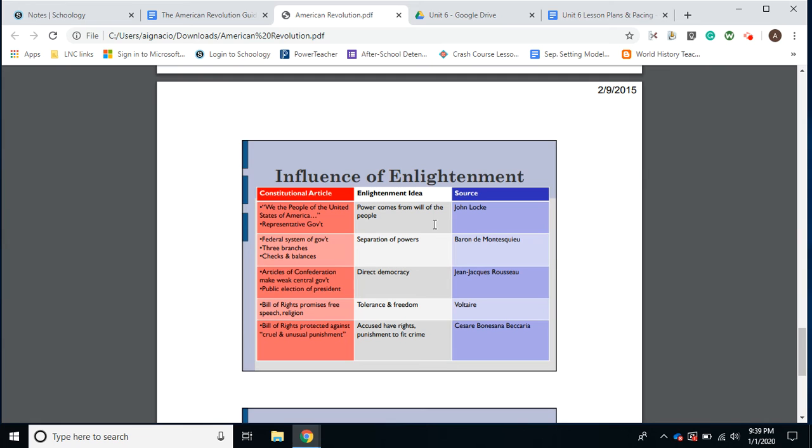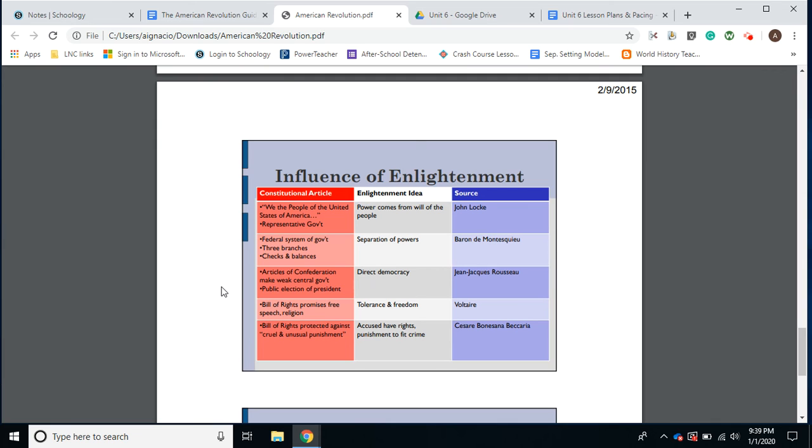And then we also have the constitutional article where we have the federal system of government created. We have our three branches of government, the system of checks and balances. So the Enlightenment idea that's being represented there is a separation of powers, and that is Montesquieu. Then we also have Articles of Confederation, which created the central government and the public election of the presidents. So this idea of a direct democracy comes from Rousseau, with a social contract between the government and the people.